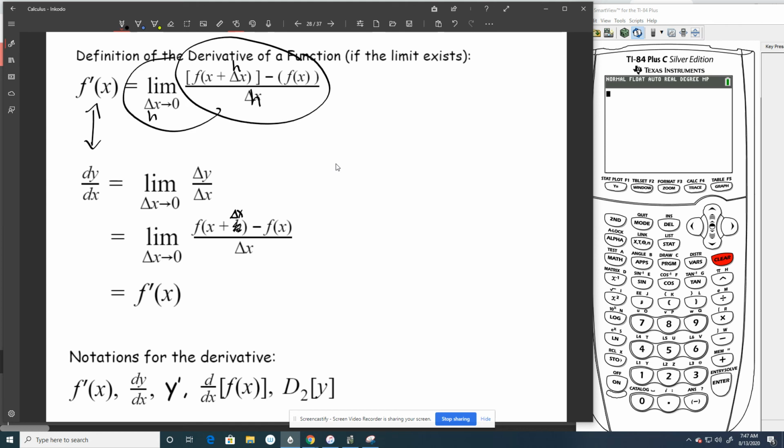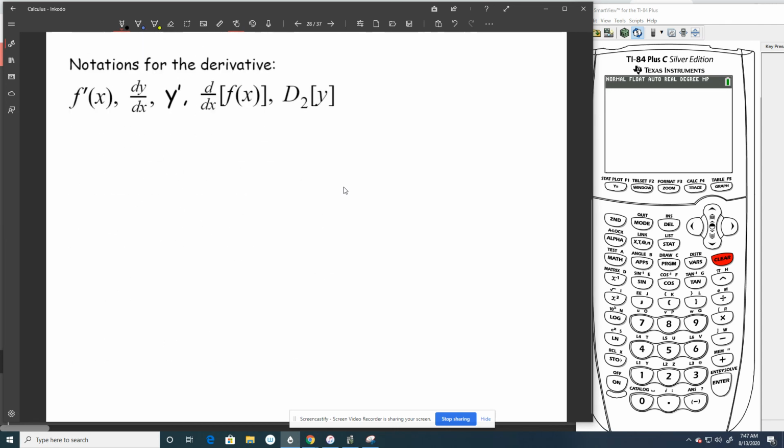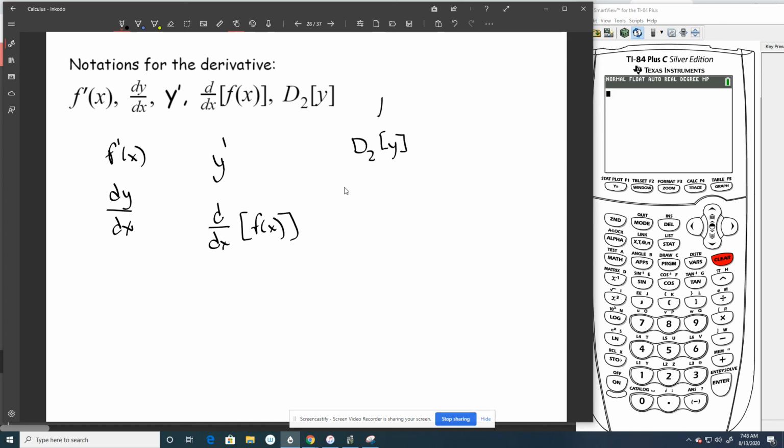Oh, well, we better include the limit. We're focusing on that formula right there. But there's a lot of different notations for that formula. If you see f prime of x, it wants you to find the derivative. If you see dy over dx, it wants you to find the derivative. If you see y prime, it wants you to find the derivative. d dx of f of x wants you to find the derivative. Okay? If you see d sub 2 of y, it wants you to find the derivative. Now, this one is really rare. We don't see that one very often.